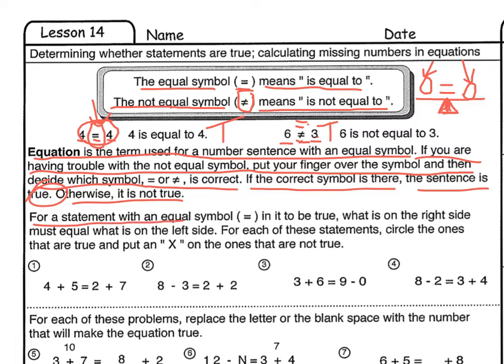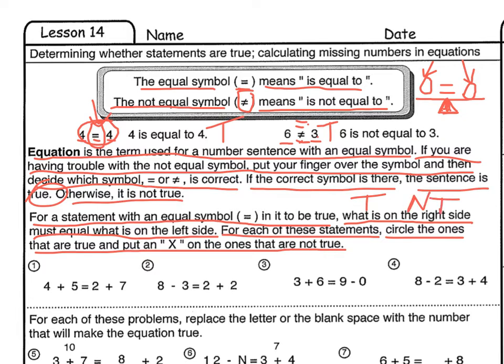For a statement with an equal symbol in it to be true, what is on the right side must equal what is on the left side. For each of these statements, circle the ones that are true and put an X on the ones that are not true. I'm going to change the directions on this. I don't like those directions because when you go to do your daily math, you're not going to be circling and Xing. You're going to be writing T for true and NT for not true, or false. It's the same idea. But I want you to write either T or NT.